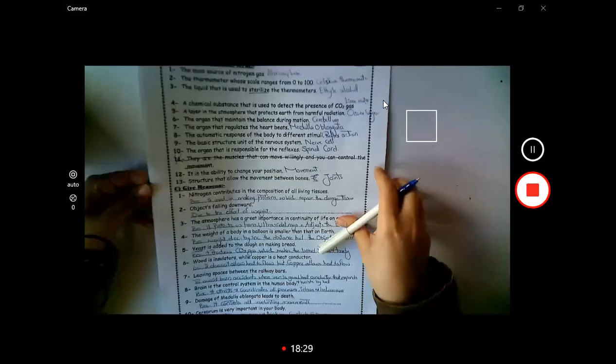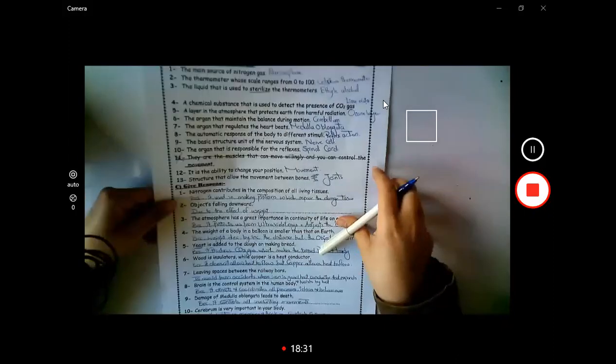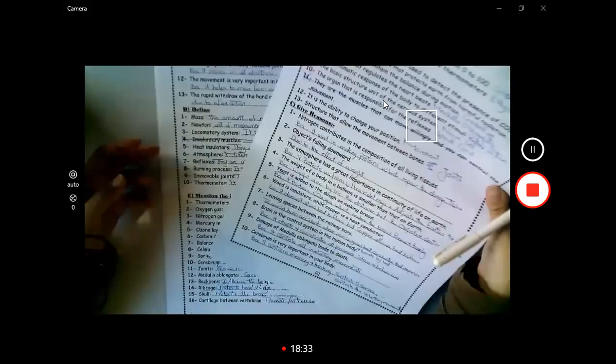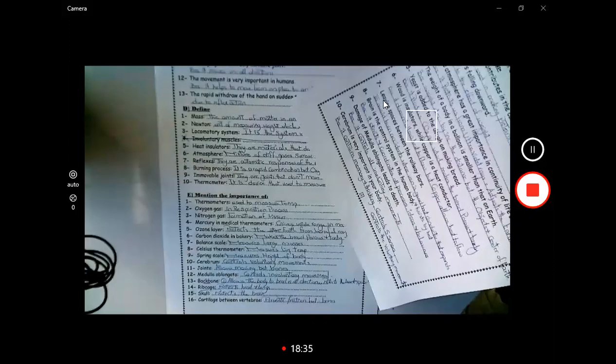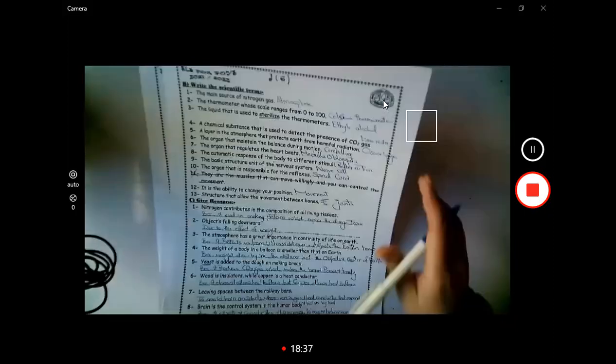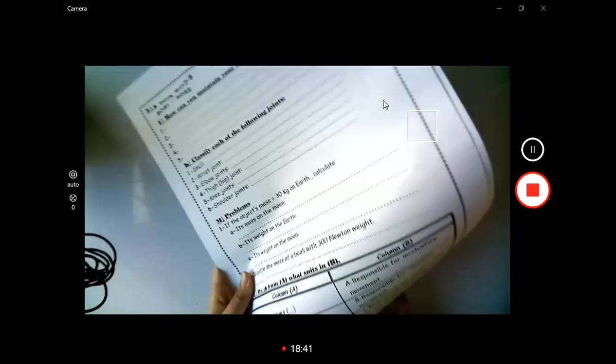طيب كده we answer the complete, scientific term, give reason, definition, will mention the importance. نخش بقى على page 4. Page 4, the last page in your revision sheets.